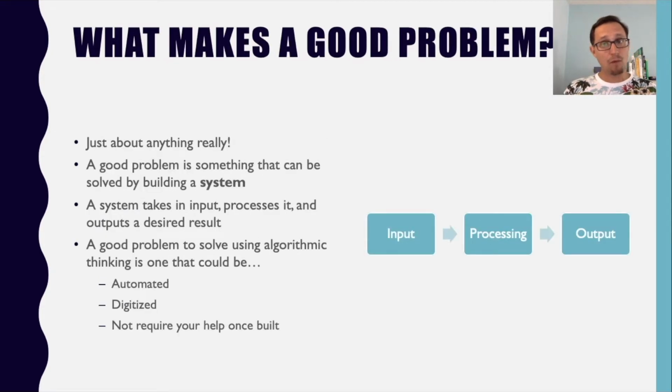So, what makes a good problem then, right? You know the kind of person you can have as a client. What makes a good problem? So just about anything, really. A good problem, though, is something that when you're building it, when you're coding it, you're building a system. Now, what is a system? This is actually probably one of the first lessons you're going to have if you haven't in the IB curriculum.